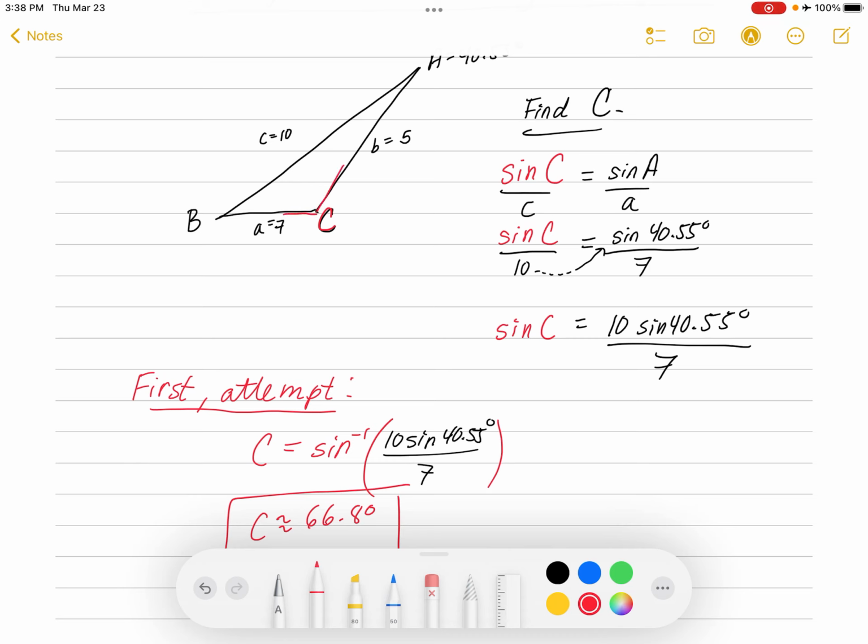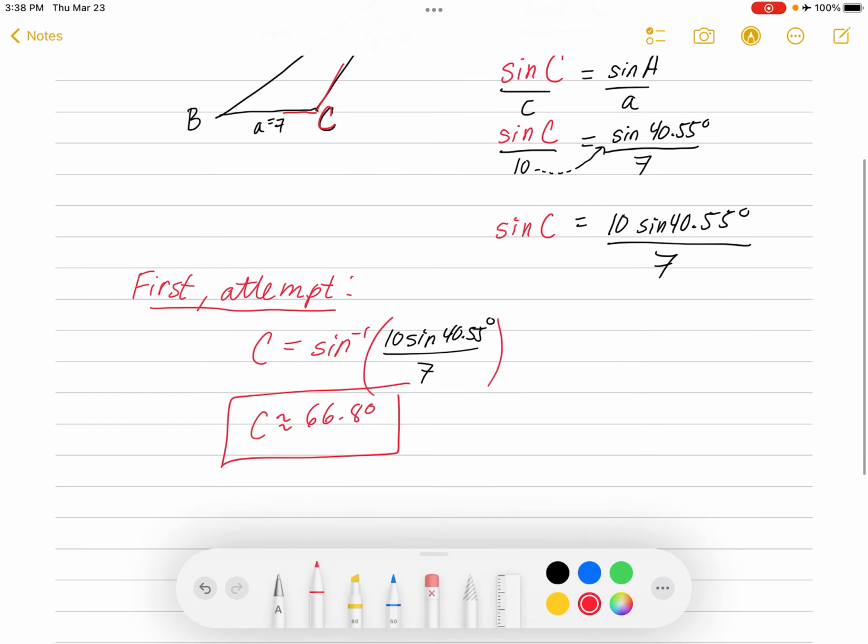you should get about 66.8 if you plug that exact sequence of buttons in your calculator. But there's a problem. If you think about this angle C, it is definitely not 66.8 degrees. That angle is an obtuse angle. Obtuse means it's greater than 90 degrees. So that has to be wrong, right? There has to be something wrong with that, because we're definitely bigger than 90 degrees at C. So something has gone wrong. My first question is, what has gone wrong?